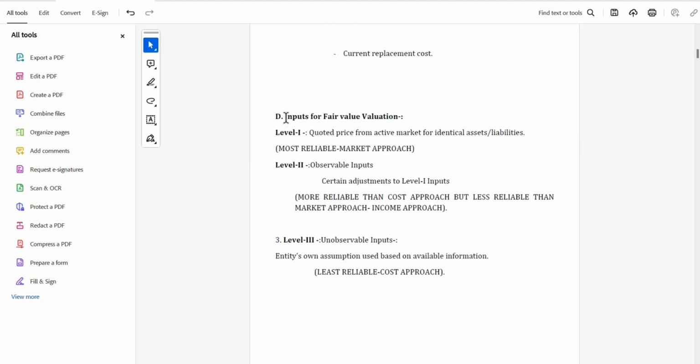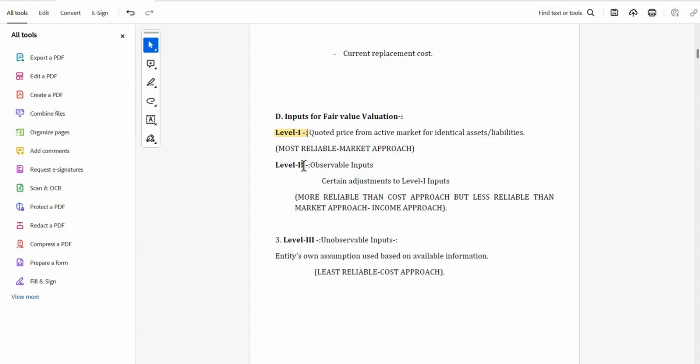So what are the inputs for fair valuation? How do we calculate fair value valuations? Level 1, quoted price. We quote some price from active markets for assets and liabilities, which is the most reliable approach. Level 2, you don't have to remember these levels, but it's just for your knowledge. These are just a basic introduction which you should know while appearing for your CPA exams.